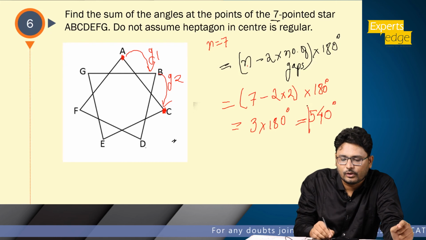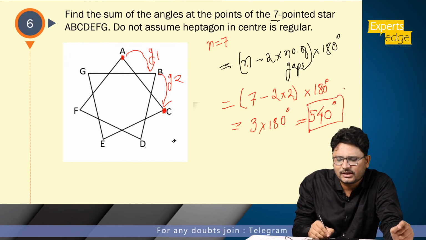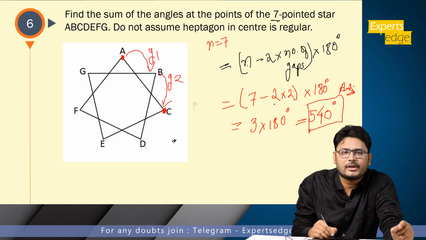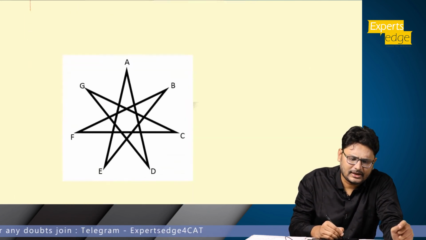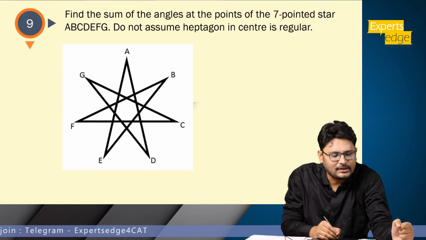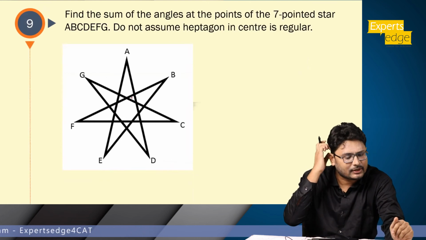Okay. So I hope this is clear. A very easy question they are. Just remember it. Okay. Now, take it 2 to 3. Okay, as I was saying, this is not a regular star, you can say, right?